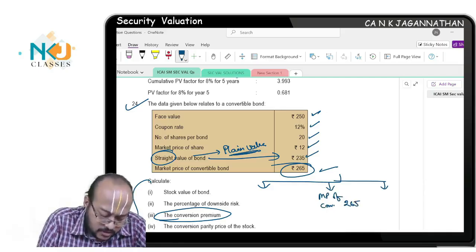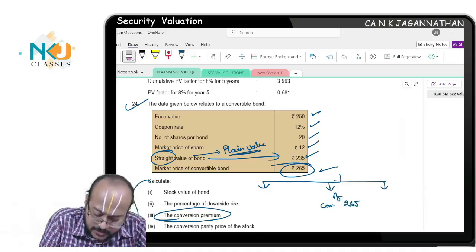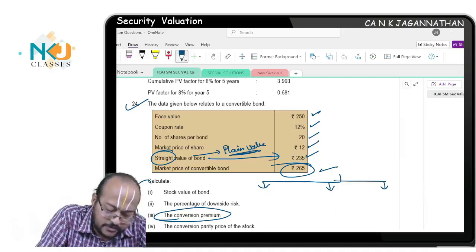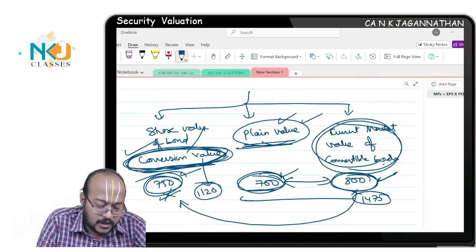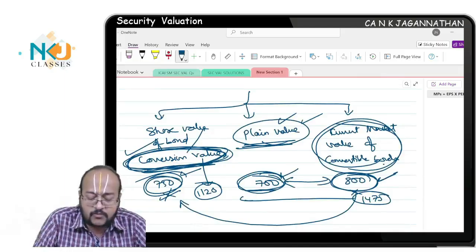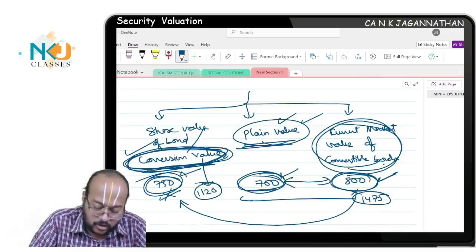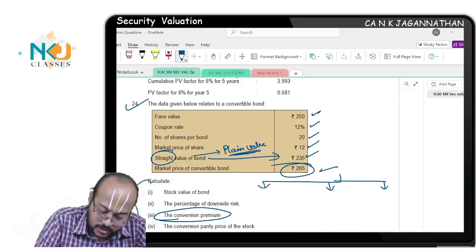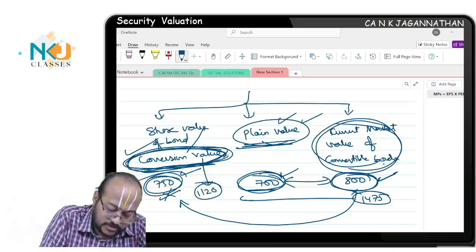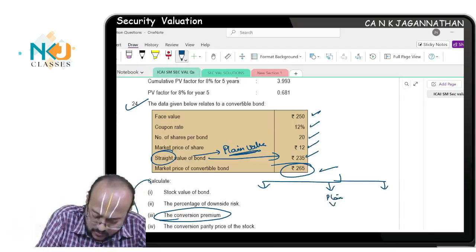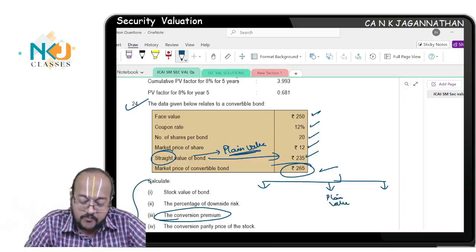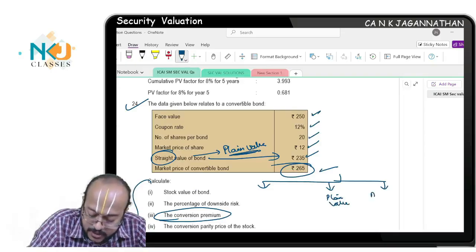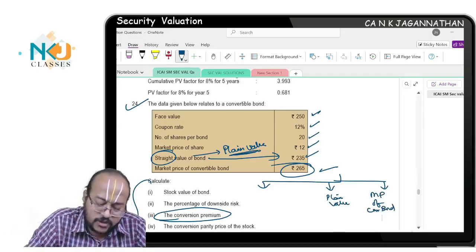Now, one is the straight value of the bond, which I call plain value, as I showed you in the previous one. Here: conversion value, plain value, current value, which means the current market price of the convertible bond. In this question, the first one is conversion value. I can put plain value the same way. I am not changing the sequence so that you will remember: plain value, and this is the market price of the convertible bond.